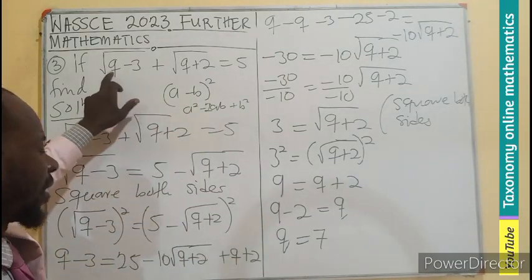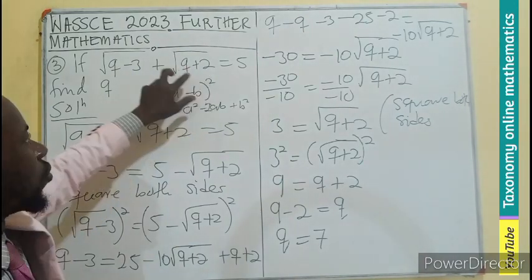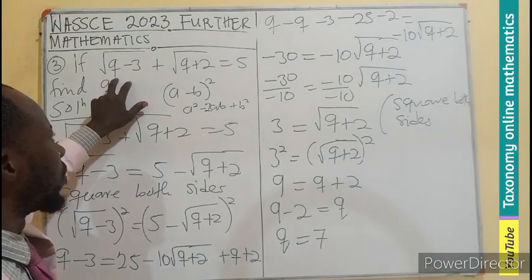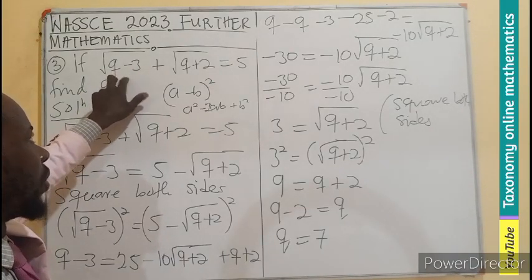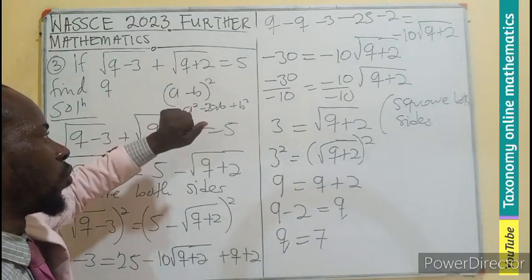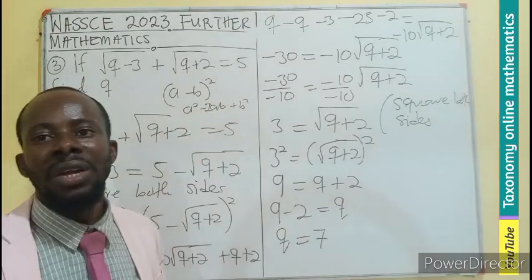To check, you put 7 here, you get 4. Put 7 here, you get 9. So root 9 is 3. This is going to be root 4, this is going to be 4 if you subtract. So root 4 will be 2, plus root 9 going to be 3. 3 plus 2 will give us what? The 5 we are having.